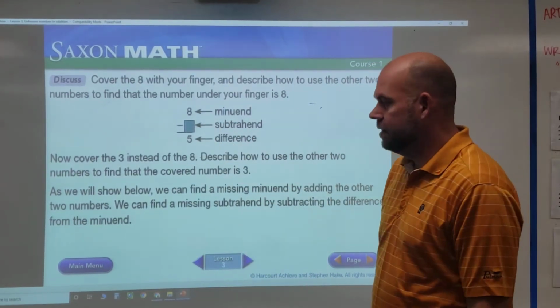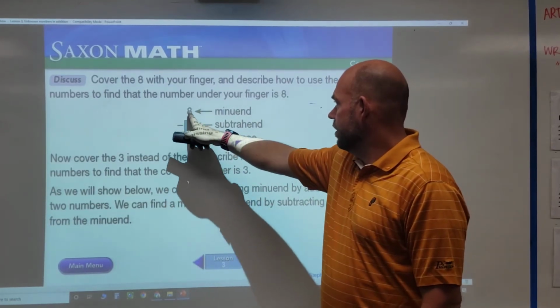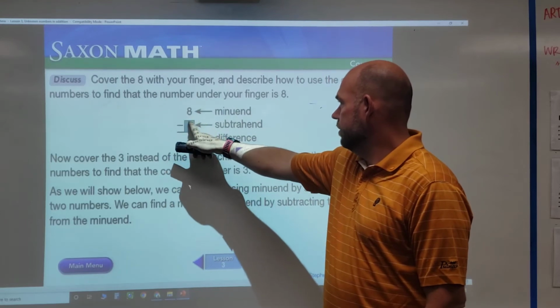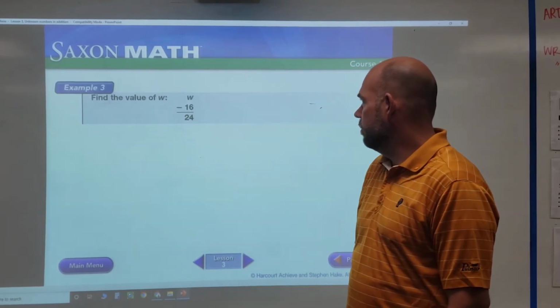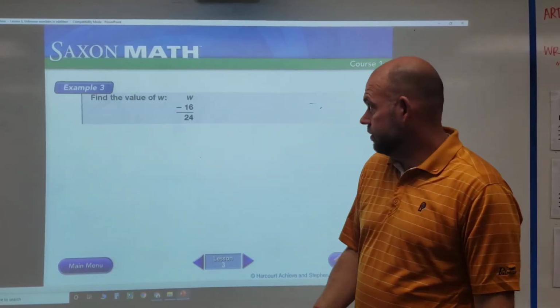Well, just like in the addition problem, we can do the opposite. So we'll take the difference and subtract it from the minuend, and that will give us the number 3. So let's practice that here.